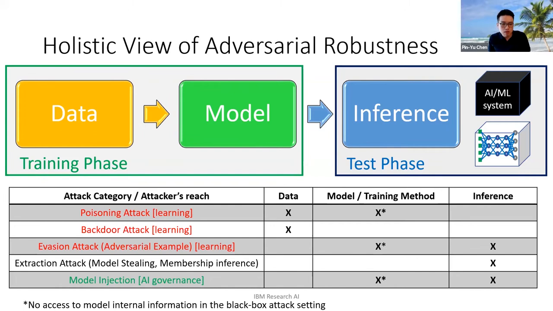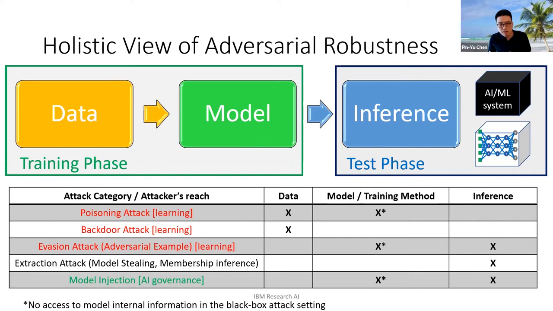Also, if you are thinking about how to safely and reliably deploy your service on a third party, then you will be worried about whether the third party will change your model or inject other stuff into your model when they host your service. That relates to these AI governance issues. So there's a wide range of different types of adversarial threats that we can think about by looking at this life cycle.